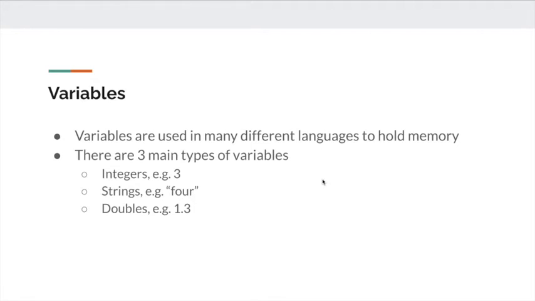There are three main types of variables that we focus on in this class. Integers, the first type, are simply an integer. For example, x equals 3. This means x gets 3, which is an integer. Secondly, strings, which are words, are denoted using quotation marks. For example, x equals "4" in quotations would be x gets the string 4 in quotation marks. Lastly, doubles are decimals. For example, x equals 1.3 would be x gets 1.3, which is a double.